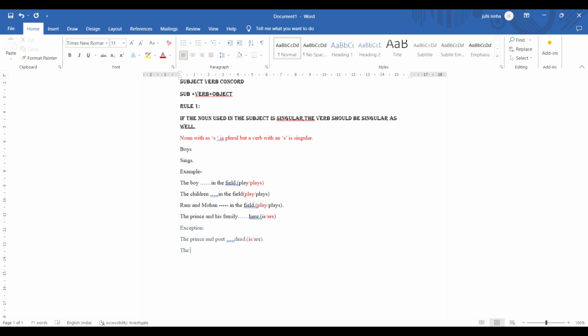Suppose the sentence would have been like this: the prince and the poet dash dead. And you had the option to choose between is and are. The answer over here in this case would have been are. Why? Because there are two people. That is, one is the prince, one is the poet. So that is why the answer is are.